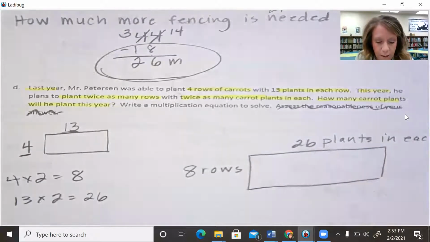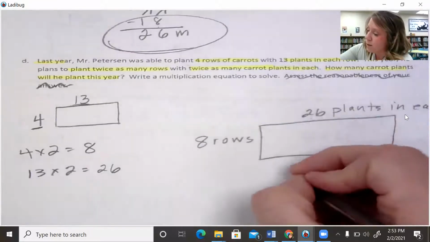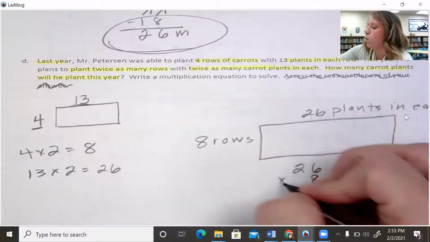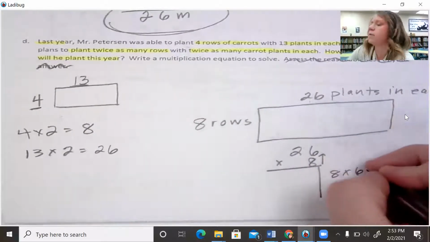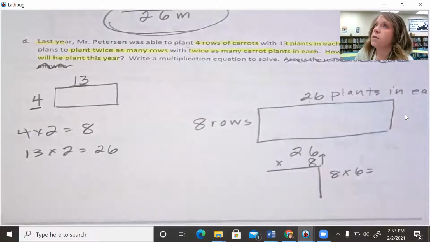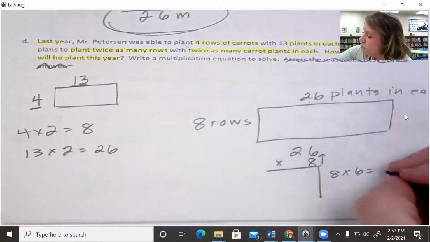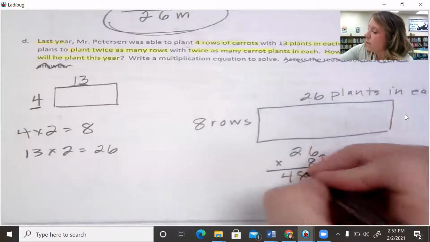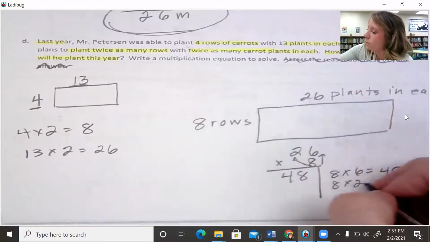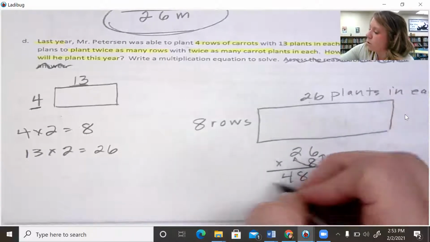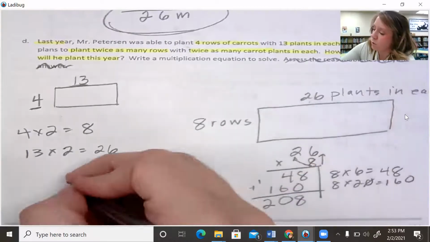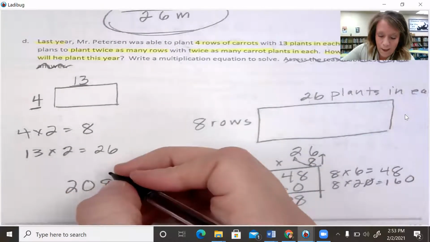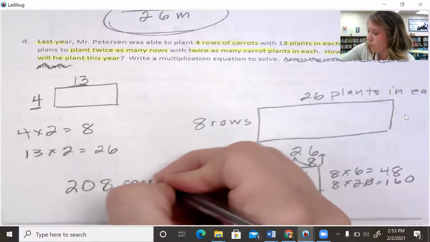I want to figure out how many carrot plants he will have this year. So I'm going to take my 26 in each row, my 8 rows, I'm going to multiply them using partial products. 8 times 6. 6 times 6 is 36. 6 times 7 is 42. 6 times 8 is 48. And I'm going to do 8 times 20 to give me 160 and put those together. So my total answer is 208 carrot plants.